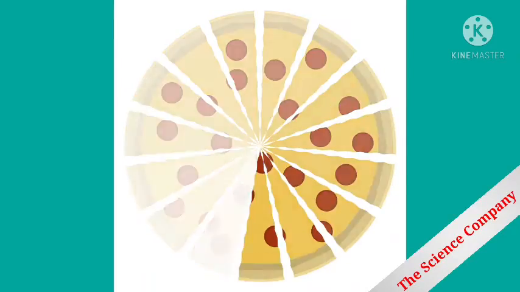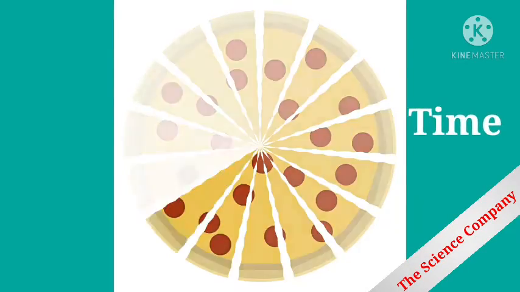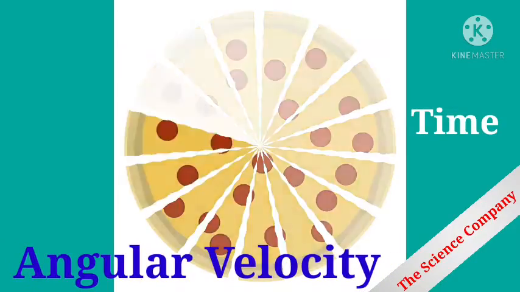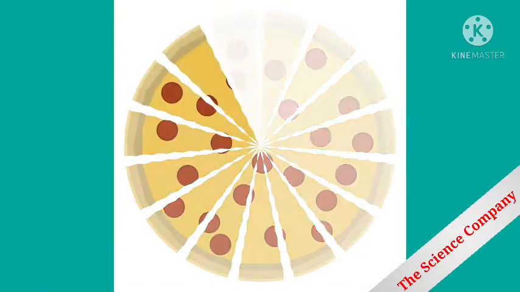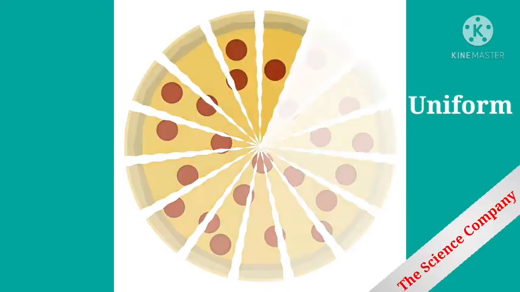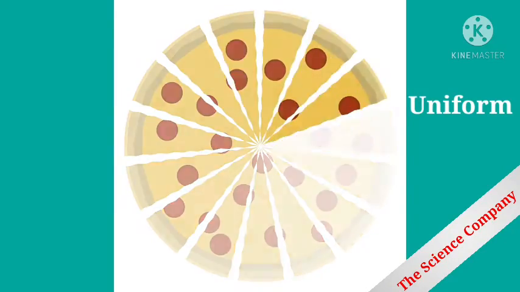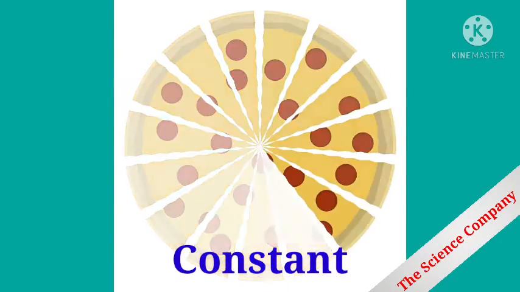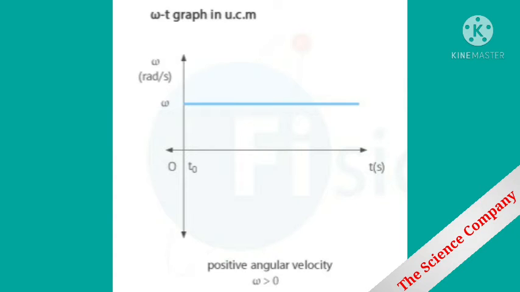The rate of change of angular displacement with respect to time is called the angular velocity of the particle. If the rate of change is uniform, then the magnitude of the angular velocity is constant. The angular velocity-time graph of a uniform rotational motion shows that the angular velocity remains constant over time.